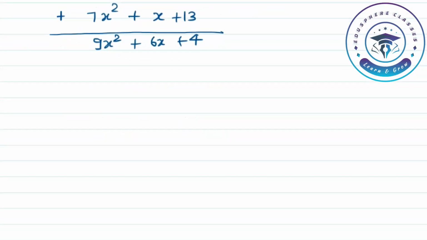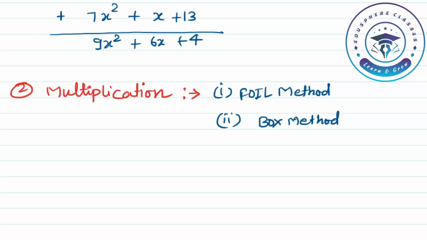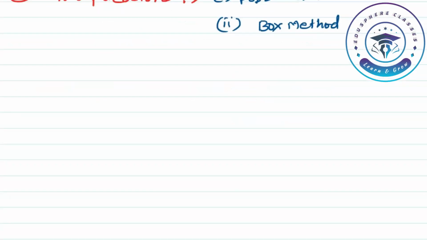So this is our answer. Now next is multiplication. For multiplication of polynomials, there are two methods. One is the FOIL method and the other is the box method. So let's do it first by the FOIL method, and then the same question we can do by the box method.